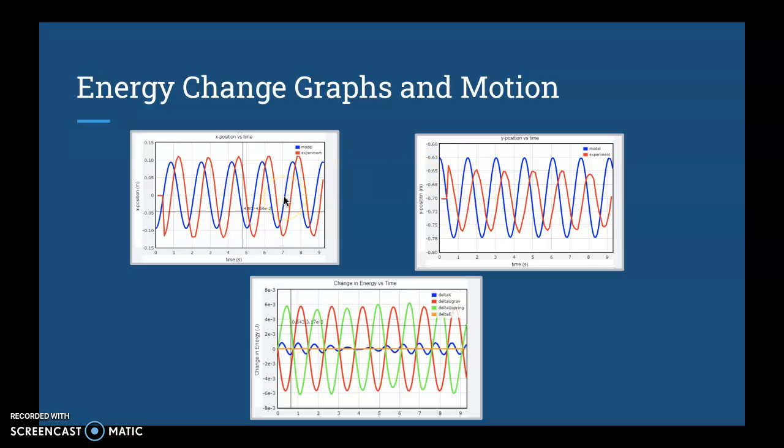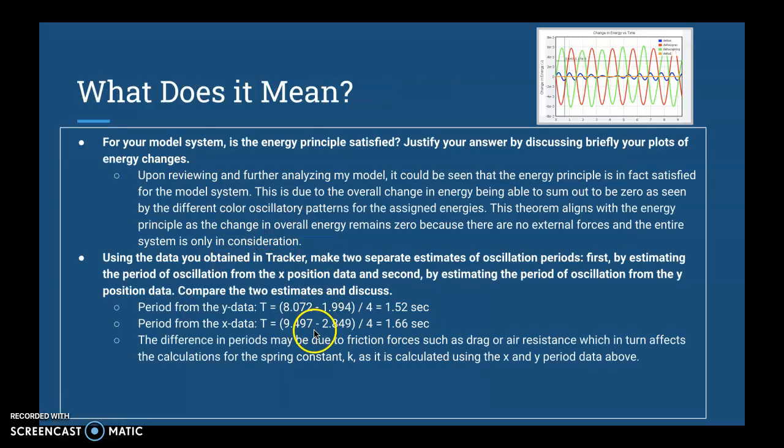As you can see from these images, the top left shows the X position versus time, the top right shows the Y position versus time, and the bottom shows a change in different energies over time. In all graphs, you can see the same oscillatory patterns, where the curve has one leading strand and one lagging strand, to show how the values are similar, but they can have discrepancies due to factors such as air resistance or drag. Upon reviewing and further analyzing my model, it could be seen that the energy principle is in fact satisfied for the model system.